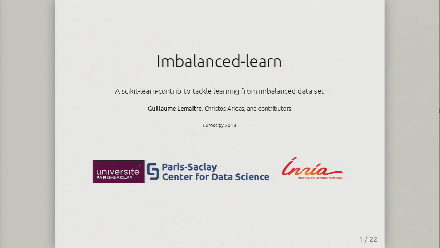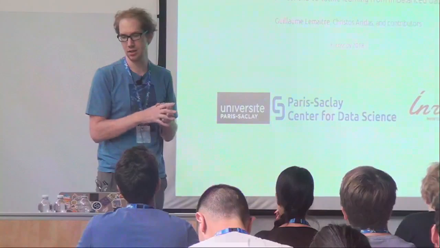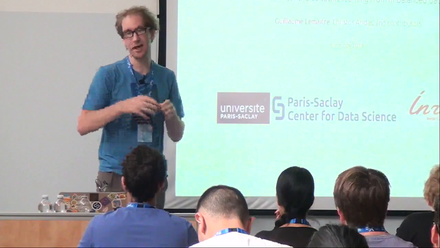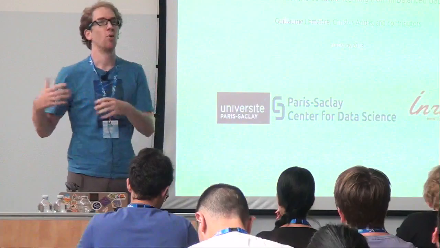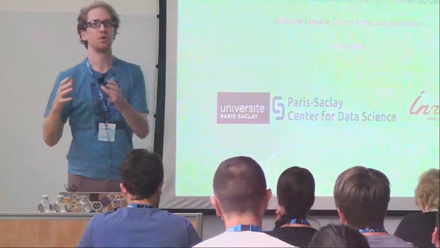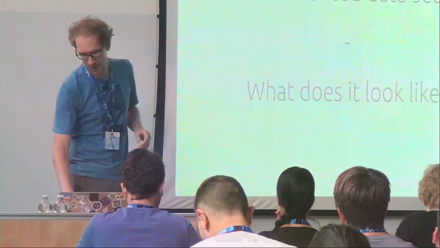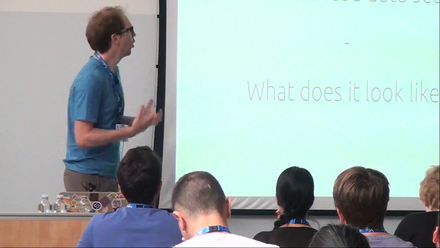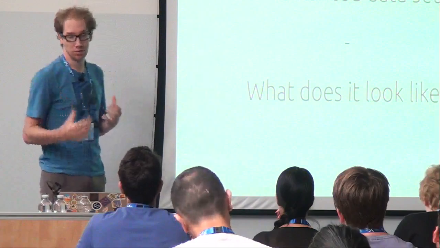I will have two parts in the talk. One part will explain what the problem of imbalance is and what you have, for instance, in scikit-learn to try to have some estimators to learn models. And the second part, which is more about what we came up with that you don't have yet in scikit-learn, okay? And I will spend a bit more time on imbalanced-learn. So, what does an imbalanced dataset look like?